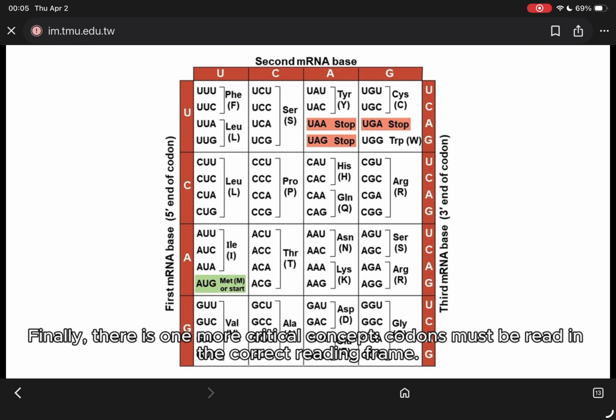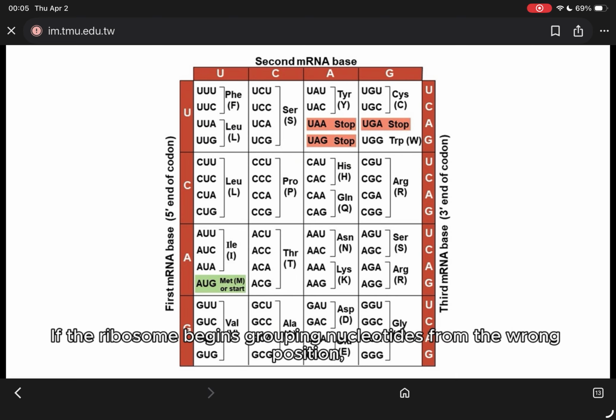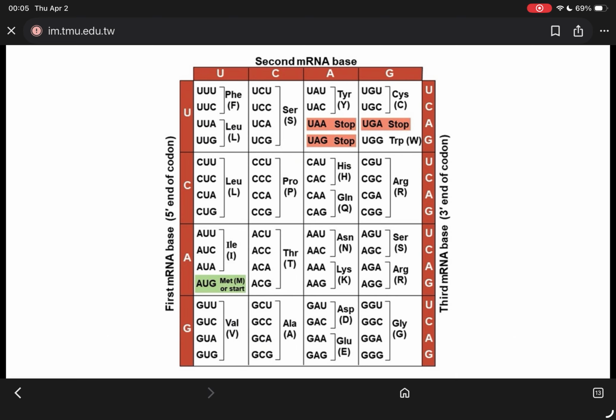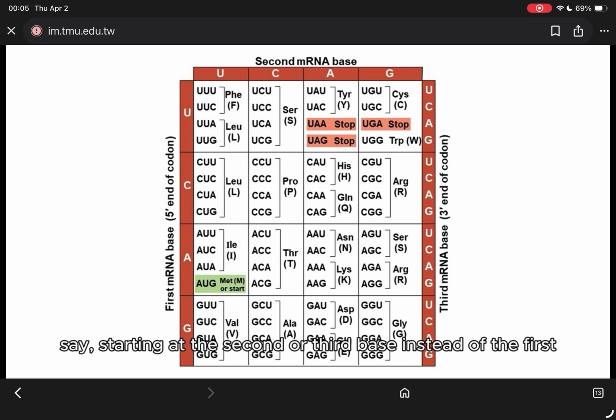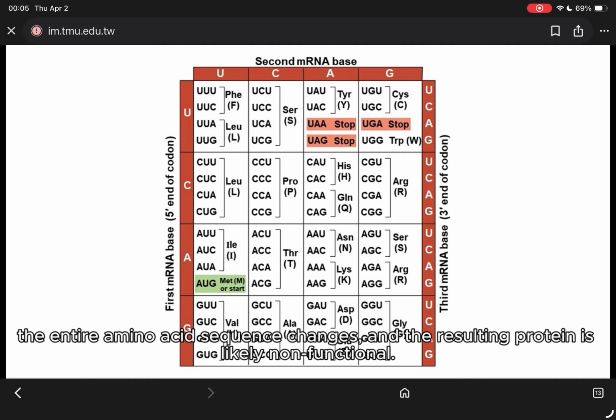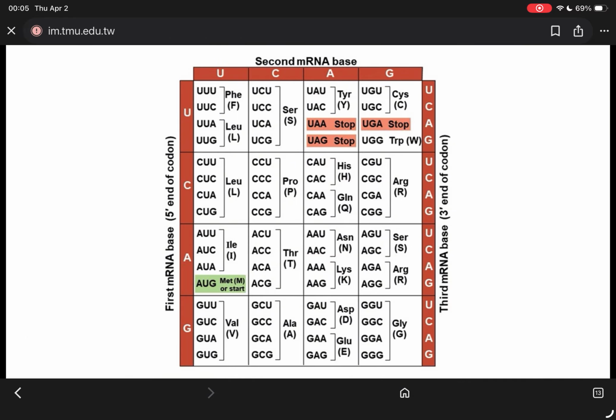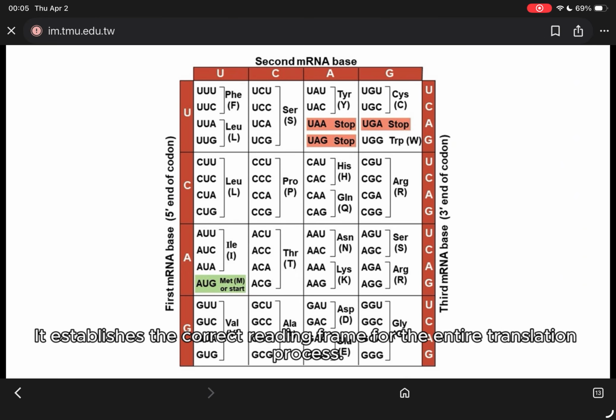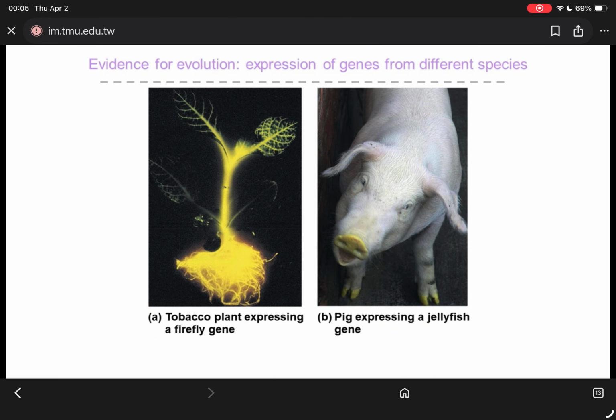Finally, there is one more critical concept. Codons must be read in the correct reading frame. If the ribosome begins grouping nucleotides from the wrong position, say, starting at the second or third base instead of the first, the triplet grouping shifts, the entire amino acid sequence changes, and the resulting protein is likely non-functional. That is why the start codon, usually AUG, is so crucial. It establishes the correct reading frame for the entire translation process.